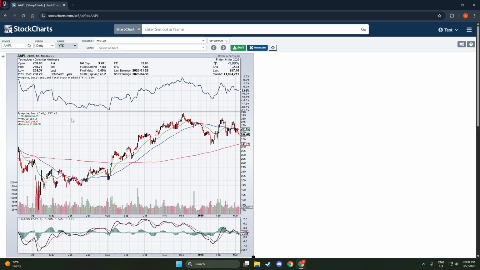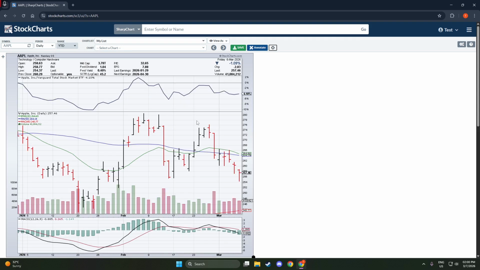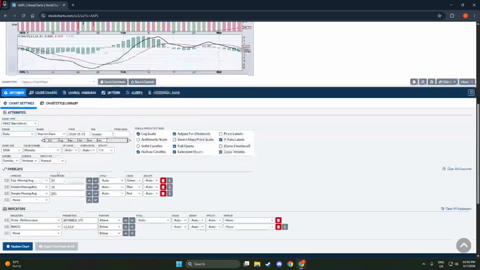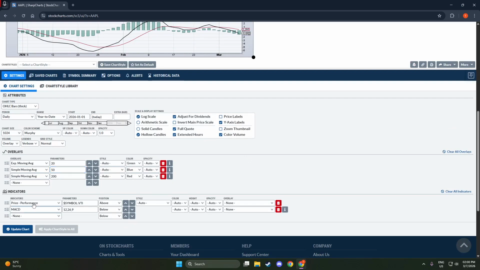Next, open the area where moving averages live. In ACP, that's inside chart settings. In SharpCharts, you'll open overlays or indicators. The labels are slightly different between the two platforms, but the idea is the same. You're telling the chart to plot a moving average over the price.